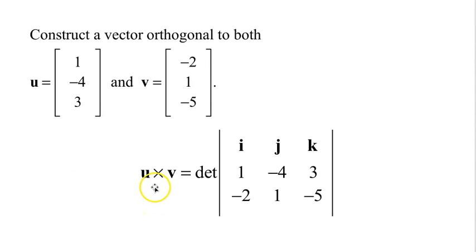And this is going to be our strategy. The vector u cross v is the determinant of the ijk vectors across the top row, the u vector 1, negative 4, 3 in the second row, and the v vector negative 2, 1, negative 5 in the third row. As we expand out this matrix, we will get a vector orthogonal to both u and v.